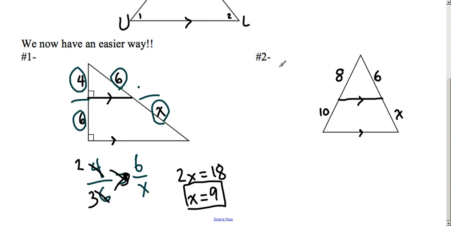Okay, so you do number 2 in your notes. So solve for x, set up that proportion, and box your answer. We'll talk about it in class tomorrow.